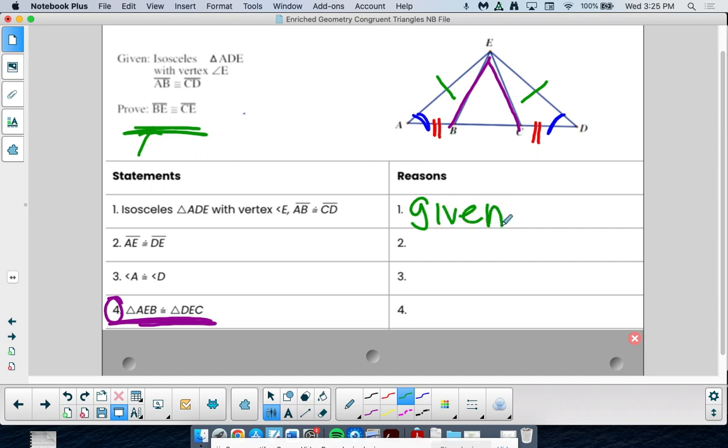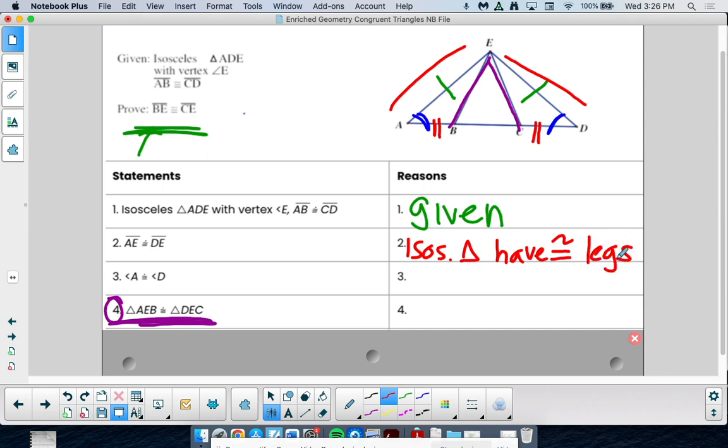Now they're wondering, why is AE, this guy here, congruent to DE? Well, that's because legs of an isosceles triangle are congruent. So we'll say isosceles triangles have congruent legs. That's why we knew that. Then why is angle A congruent to angle B? Well, they're base angles of our isosceles triangle. So I'm going to say base angles congruent of isosceles triangles.